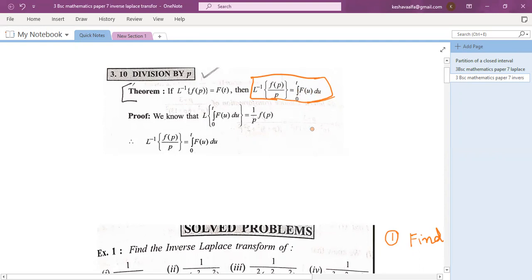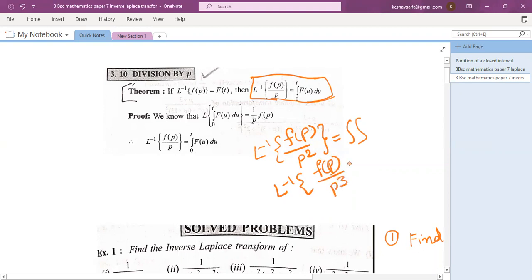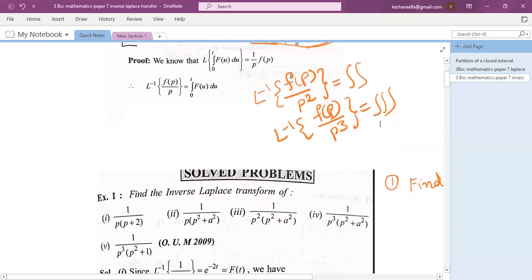If p square is there, if we have p square in the denominator of L inverse of f of p by p square, then we have to integrate two times. If we have p cube, we have to integrate three times. So like this, the division by p formula is nothing but integration.